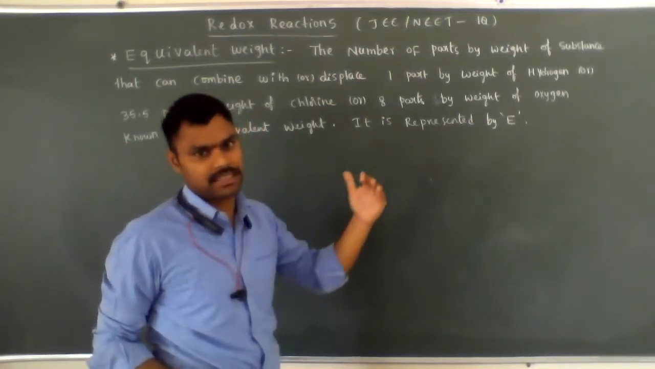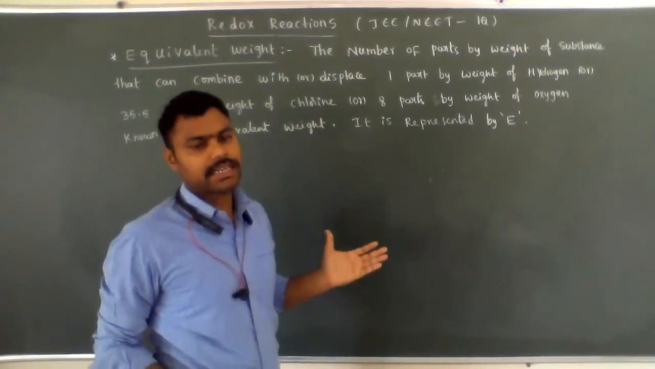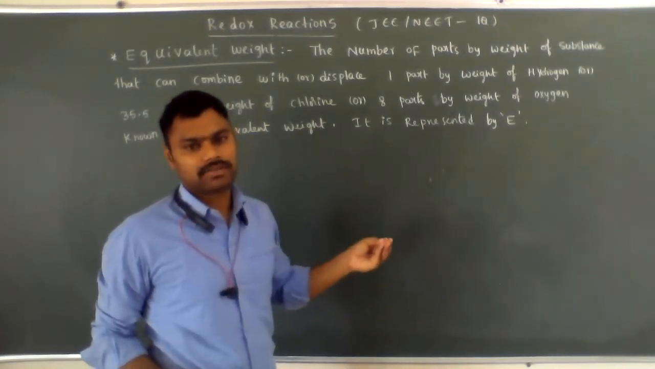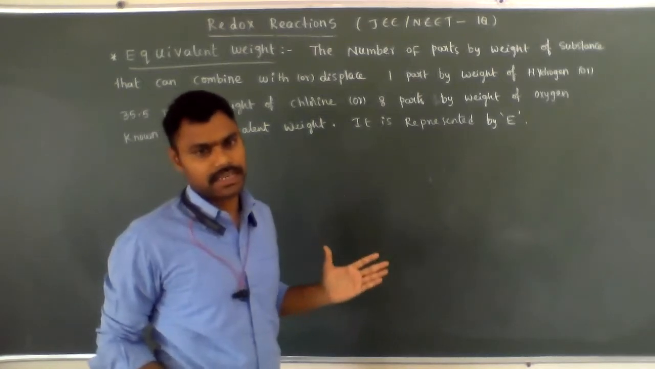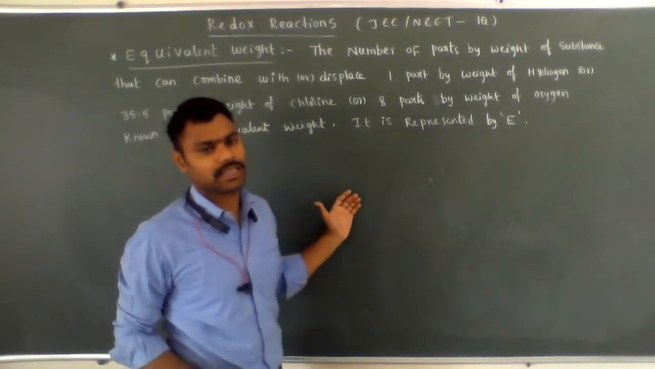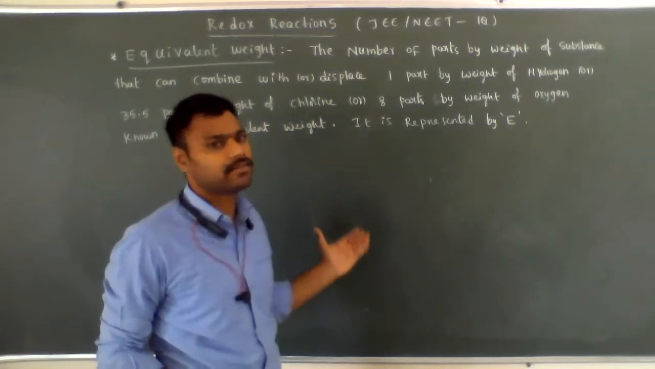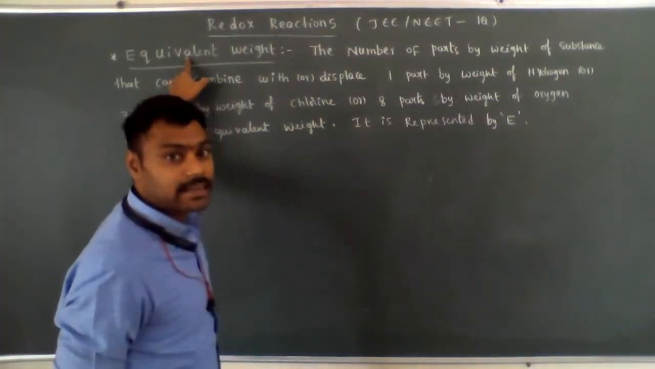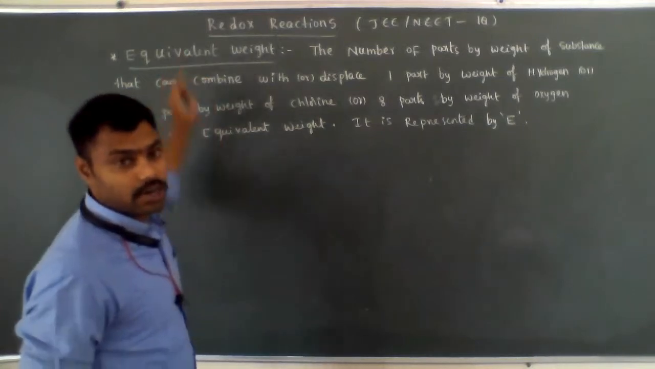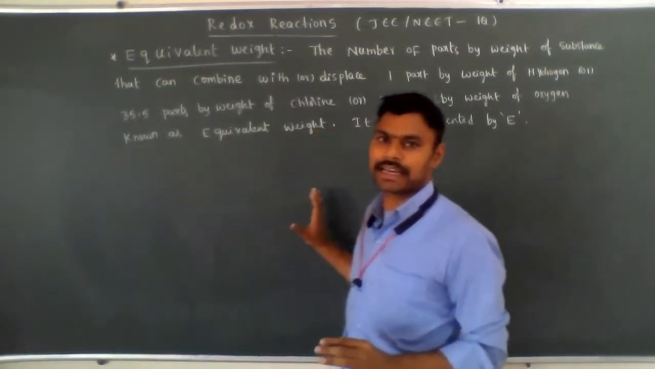Already we have discussed concentration methods. In that, what is normality? The number of equivalents of solute present in 1 liter of solution. Then normality is equal to the number of equivalents. What is the formula for the number of equivalents? Weight of the substance divided by the gram equivalent weight of the substance. So the equivalent weight is also called gram equivalent weight. Let's see the definition of equivalent weight, its importance, and how to calculate it.